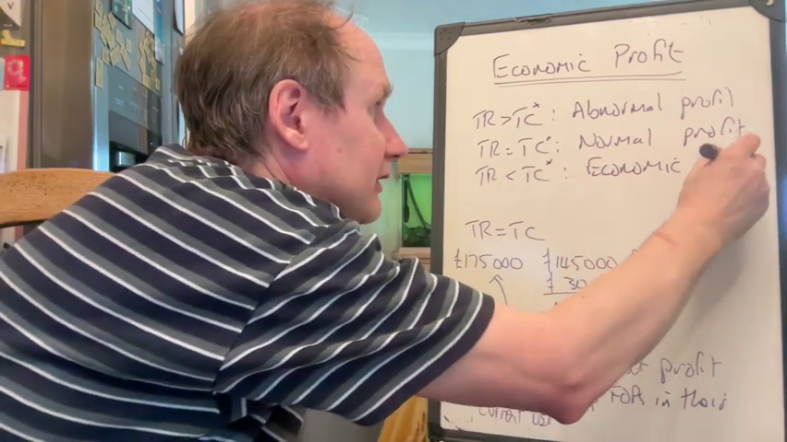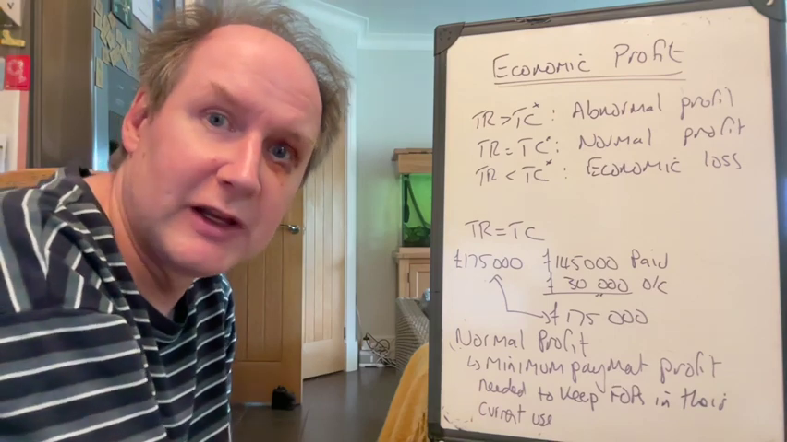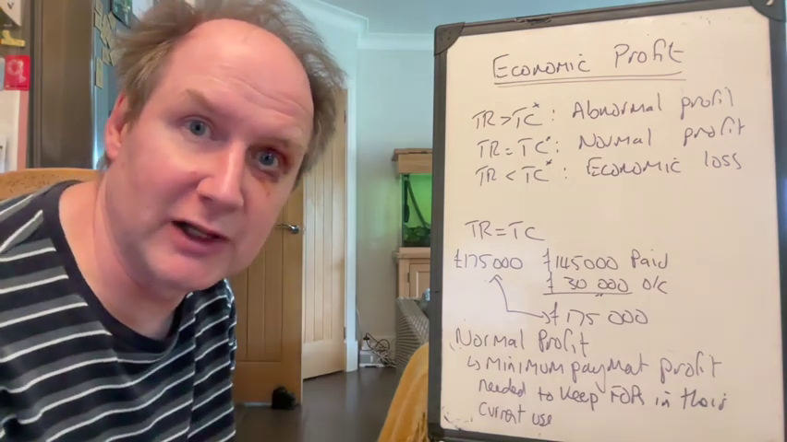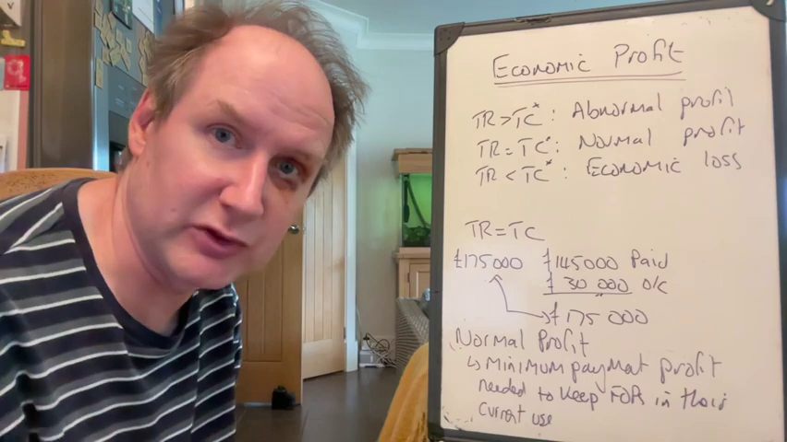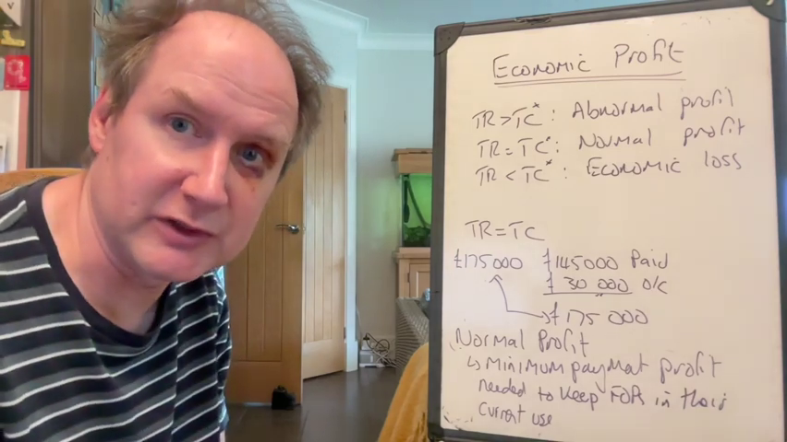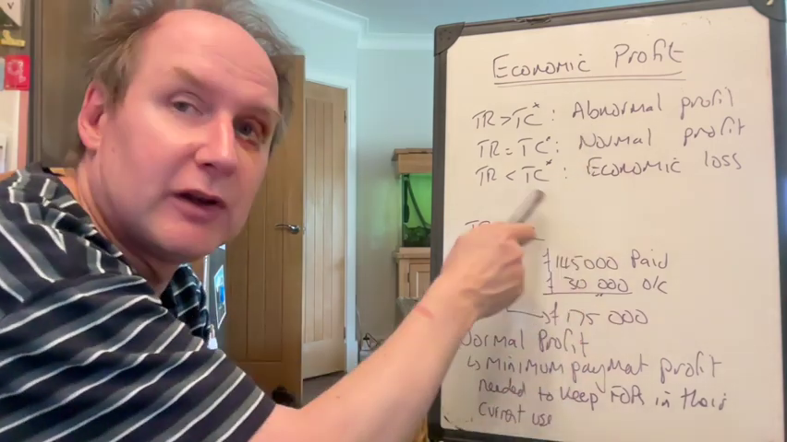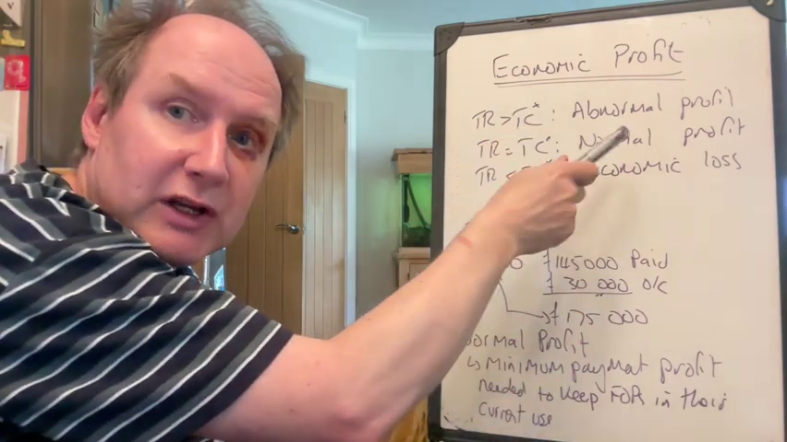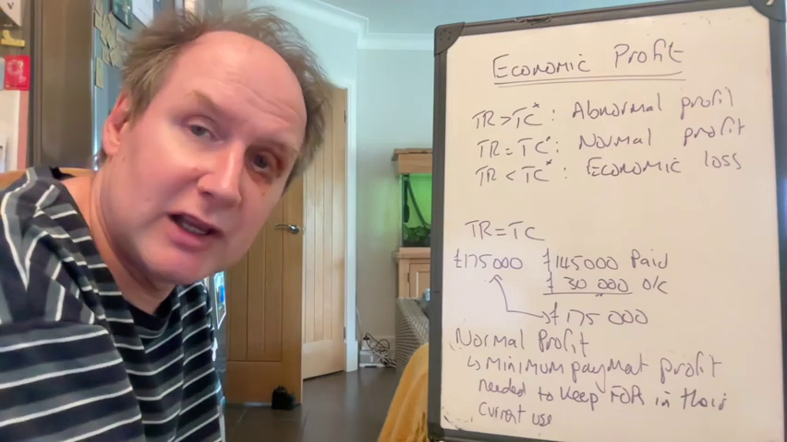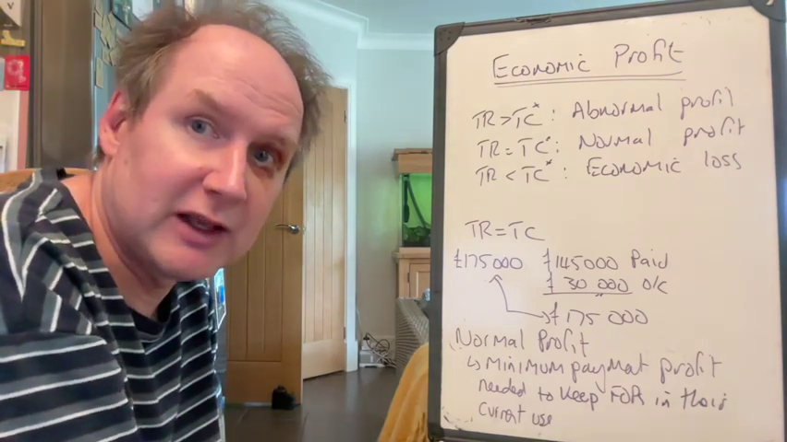Even if my accountant says you've made £5,000 profit, I know in my heart of hearts that really I've lost £25,000 because I could have earned more doing something else. So total revenue equals total economic cost, normal profit. Total revenue more than total cost, abnormal profit. Total revenue less than total economic cost, that's an economic loss.